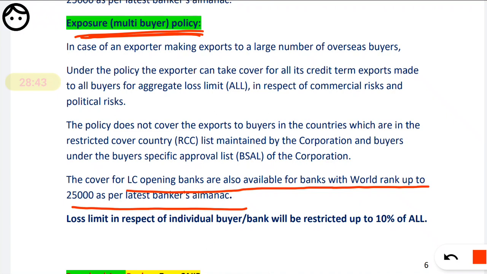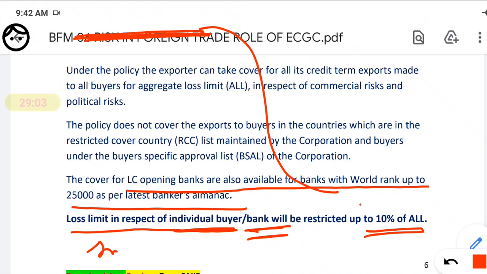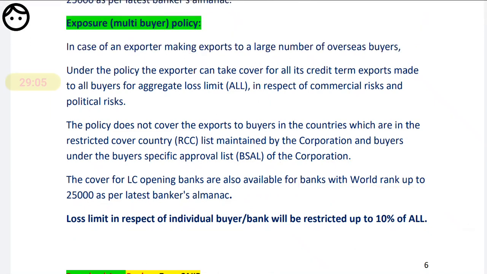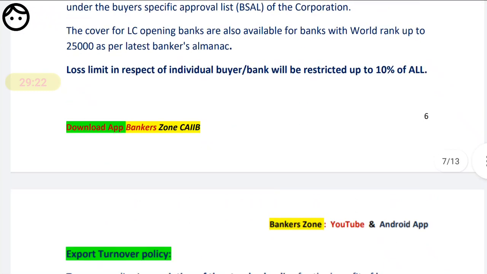But one thing you have to remember, the highlighted bold part is very important. See here, in case of exposure multi-buyer policy, the loss limit in respect of an individual buyer or a bank is restricted up to 10% of the overall limit. So just remember, in case of a multi-buyer policy, the limit for the individual buyer or the bank is 10% of the overall limit. That you can easily remember.